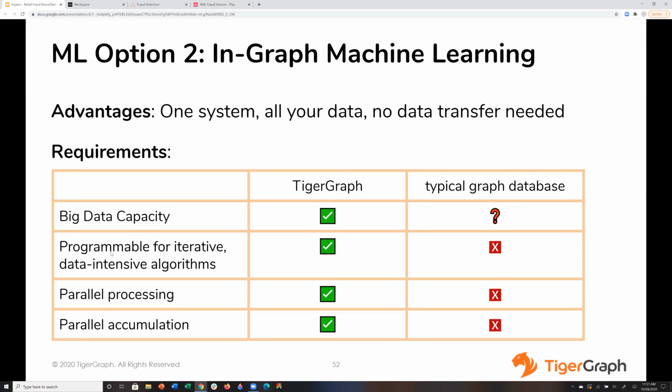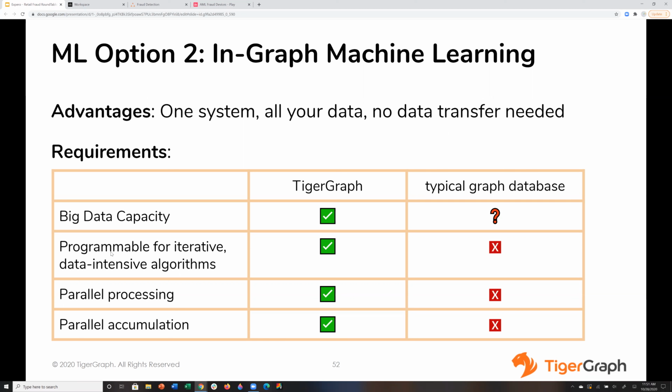So the engine really has to be appropriate. Does it perform machine learning type algorithms? Does it do it with parallel processing? Does it have built-in parallel accumulation? Those all address the expressibility of what you want to do and the performance. So not every graph database platform is going to be appropriate for in-graph machine learning. We think TigerGraph is.